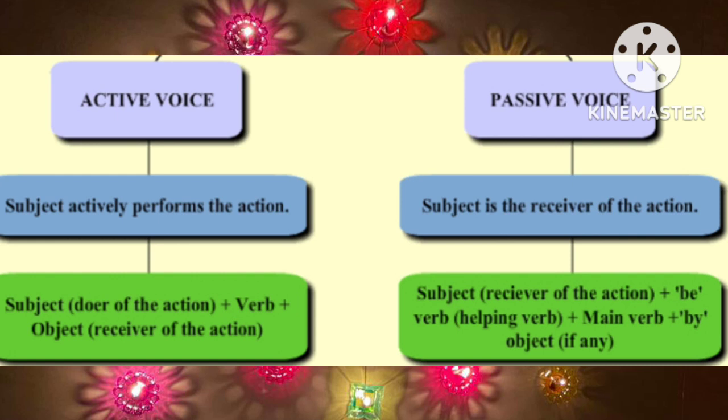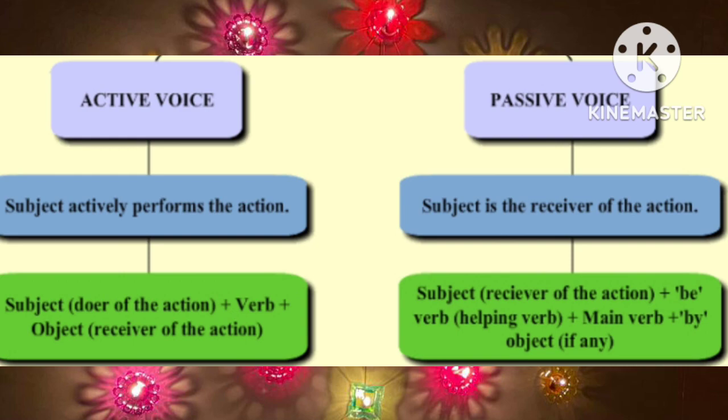In active voice, the subject of the verb performs the action, but in passive voice, the object is the receiver of the action. What is the structure of passive voice? Object plus verb plus subject.